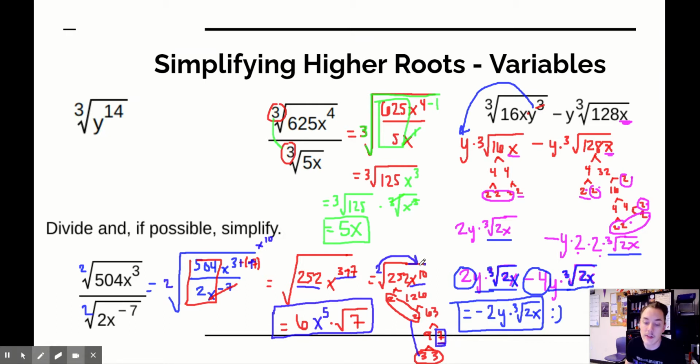And then, of course, how many times is 2 going into x? Or how many times is 2 going into 10? 5, so that means I bring it out, x to the 5th.